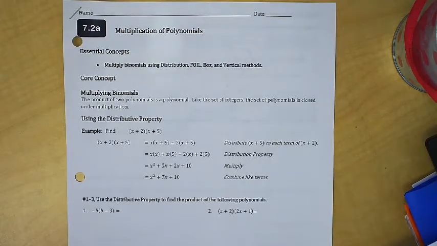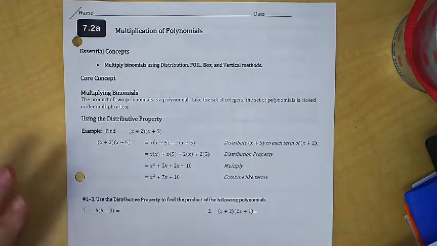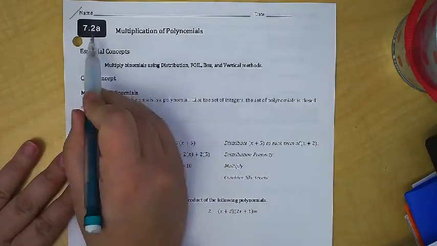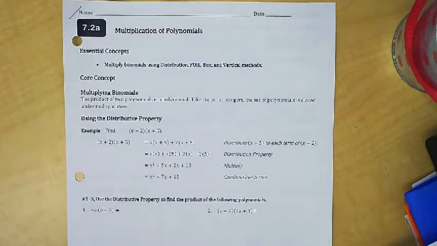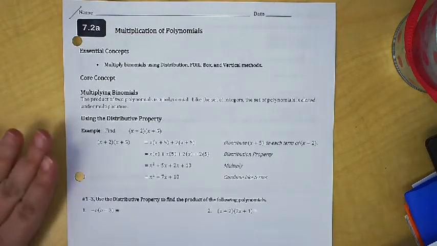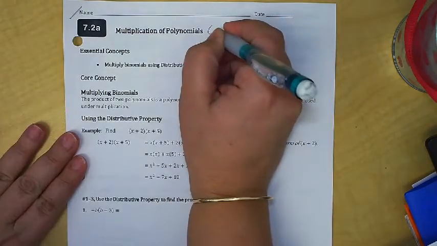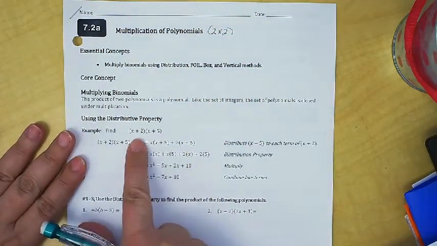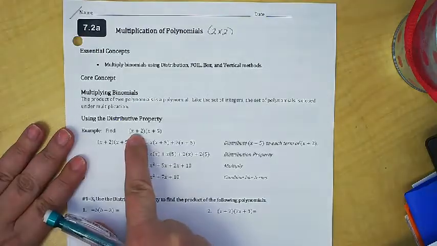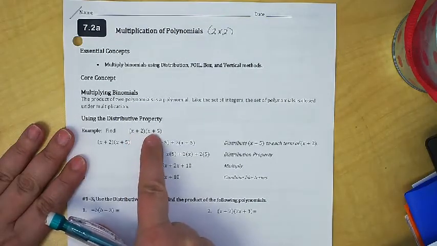Now that you have some background information about polynomials and you've practiced adding and subtracting, which again is just combining like terms, we're going to talk about multiplying polynomials in lesson 2 of this unit 7. And we're going to break this up over a couple of days. So our focus is going to be what I typically call 2x2s, which basically means starting off with a focus on binomial multiplied by binomial.